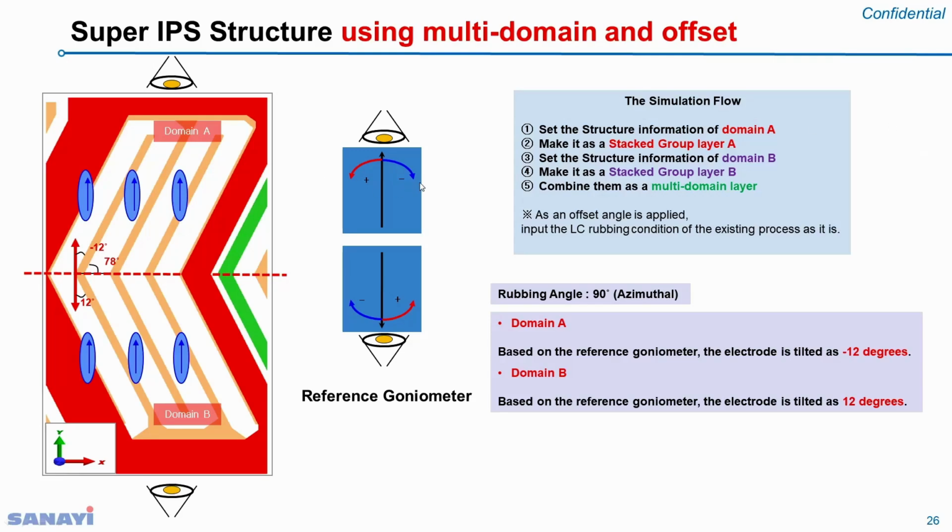And the next one is the offset angle condition. Based on the reference goniometer, domain A is the state where the electrode is tilted minus 12 degrees. So the offset angle of domain A is minus 12 degrees. Domain B is the state where the electrode is tilted by 12 degrees. Therefore, the offset angle of domain B is 12 degrees.